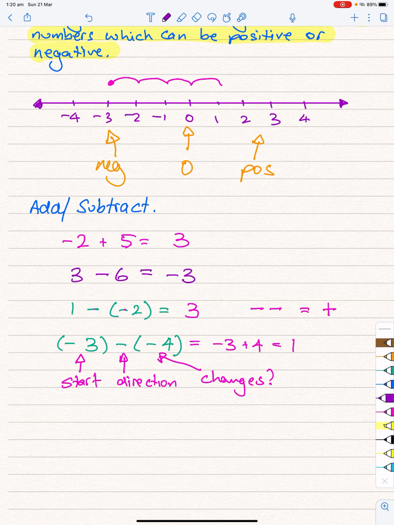So let's look at something similar. Let's look at 4 plus -3 and see what this means. So if I go to my number line, 4 is where I'm going to start. So here's my 4. It's where I'm going to start.